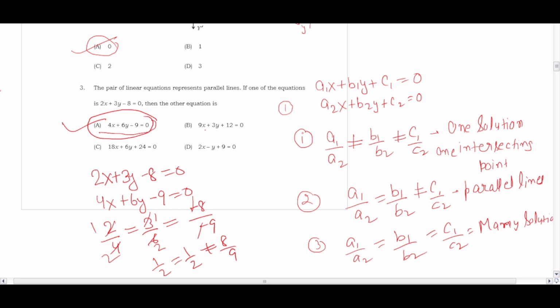If you go for the second option, then here 2 by 9, here 3 by 3 and negative 8 by 12. Then the first is not equal, then this cancels. Same for option C, option D also does not match.